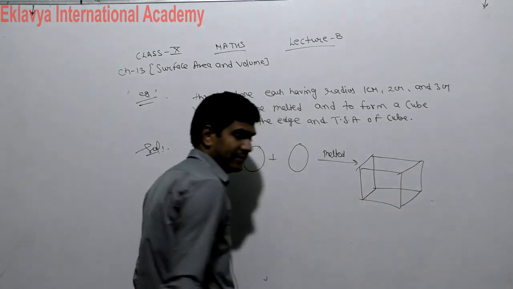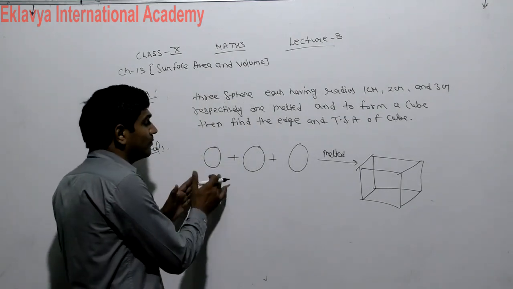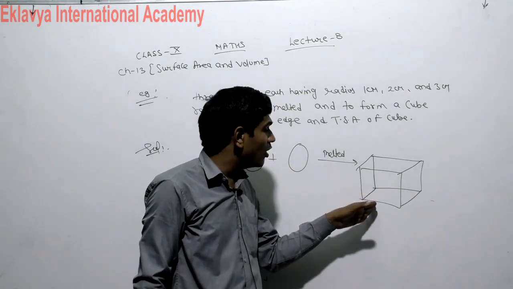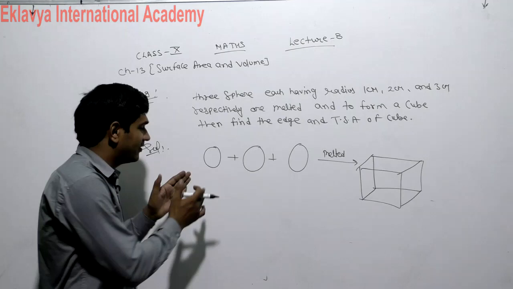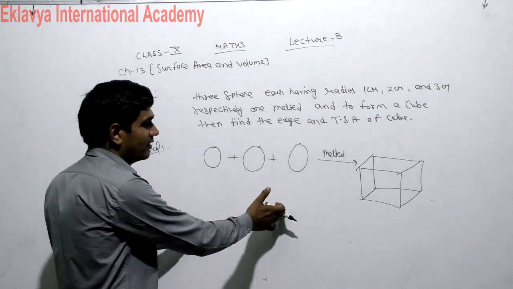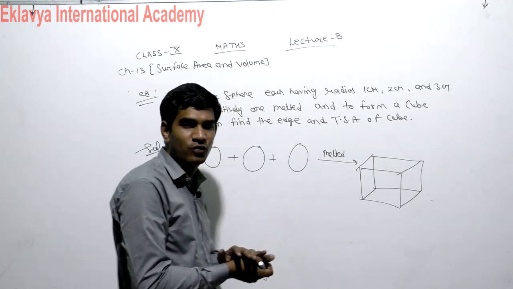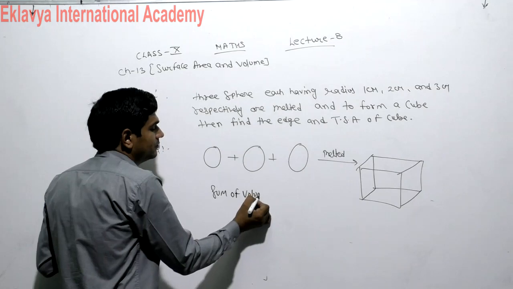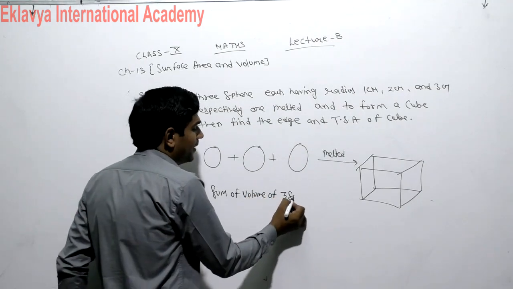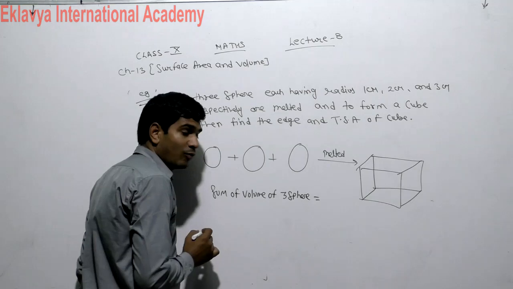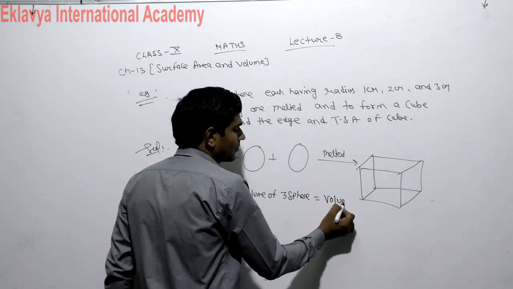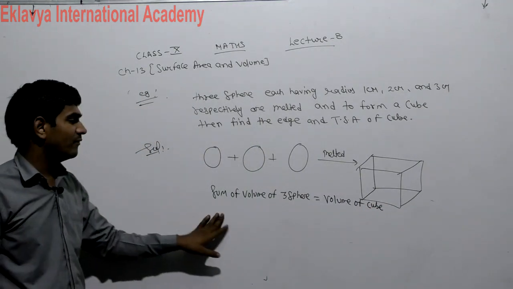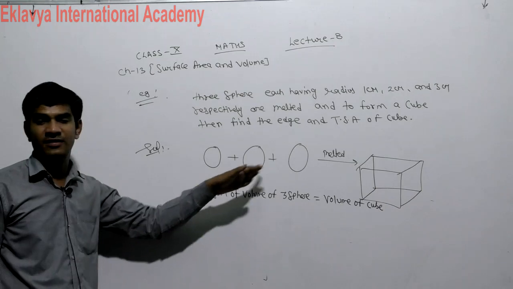So according to the question, the sum of the volume of three spheres is equal to the volume of the cube. So firstly we will find out the volume of the first sphere, second sphere, then third sphere.